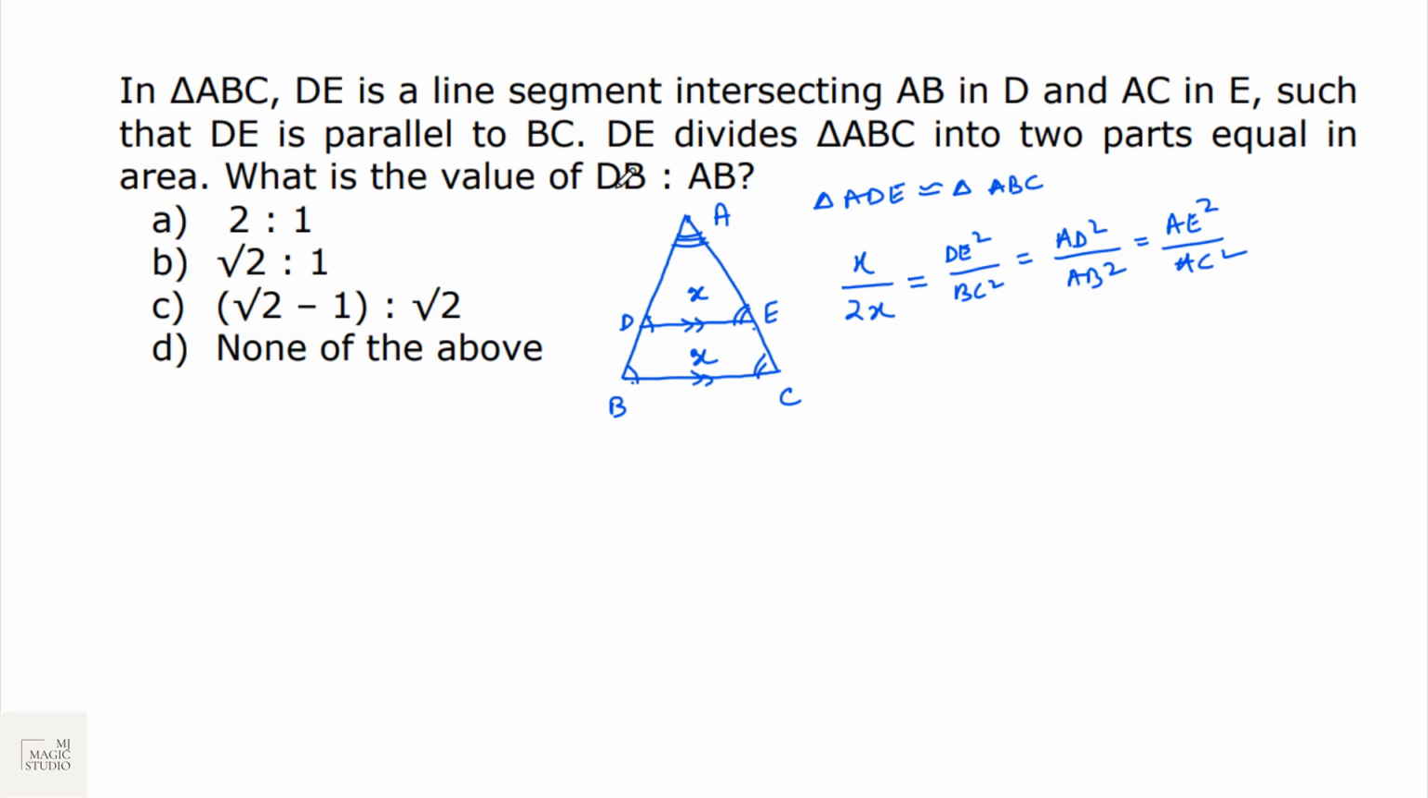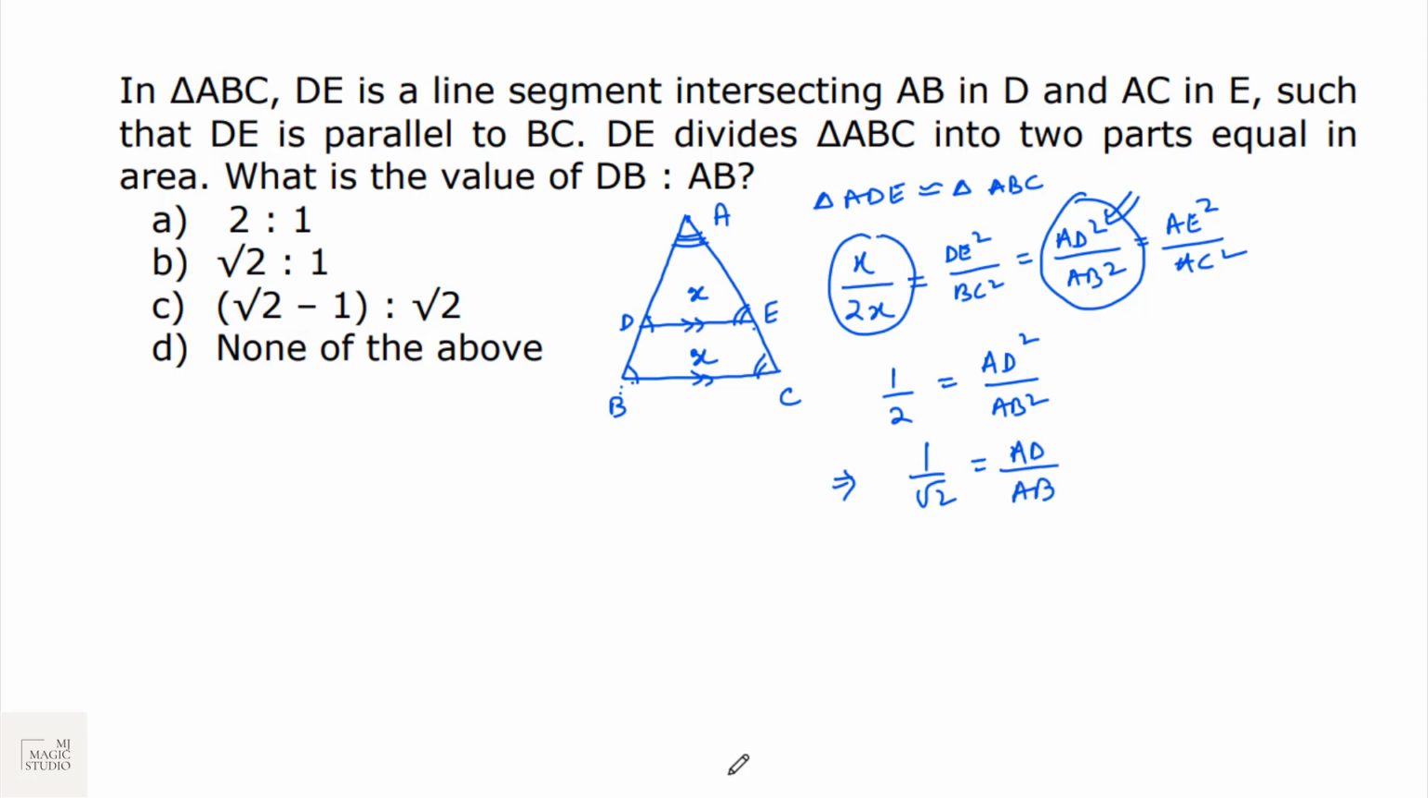Now the question is, what is the value of DB is to AB? DB is to AB. So let me consider this part. So what I get is half equals AD square by AB square. That means if I use subduplicate ratio, 1 by root 2 is equal to AD by AB. Done. But they are looking out for DB by AB.